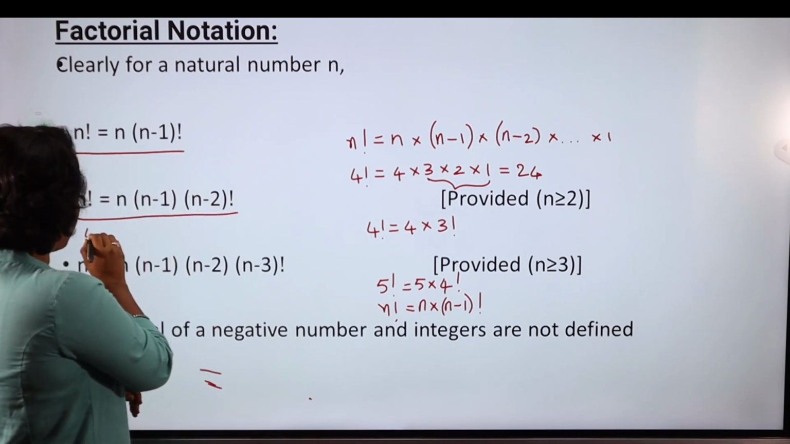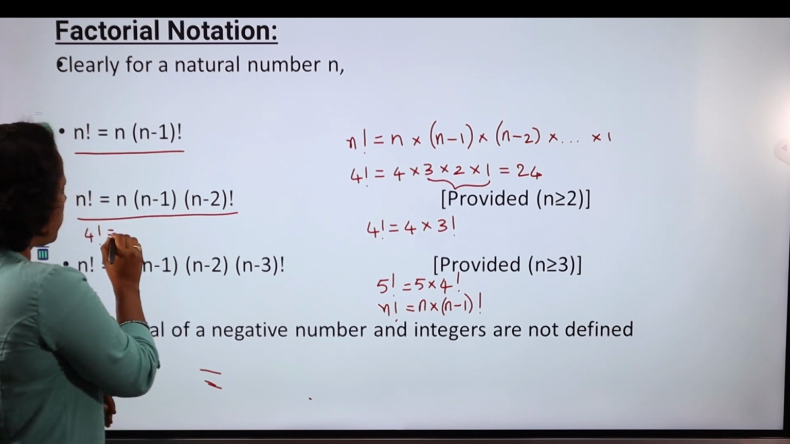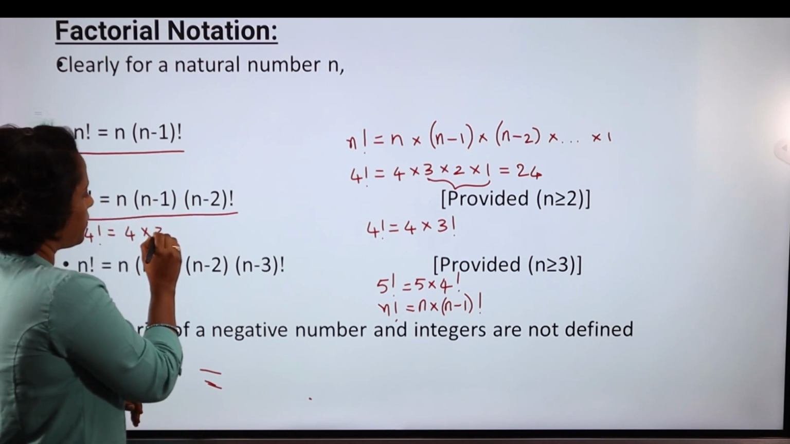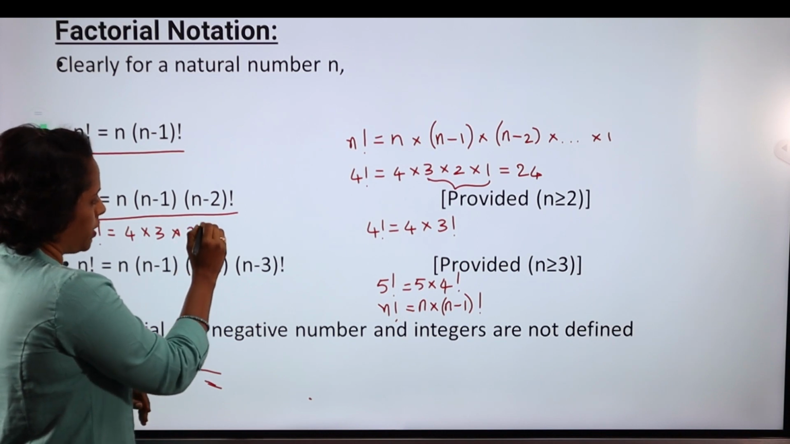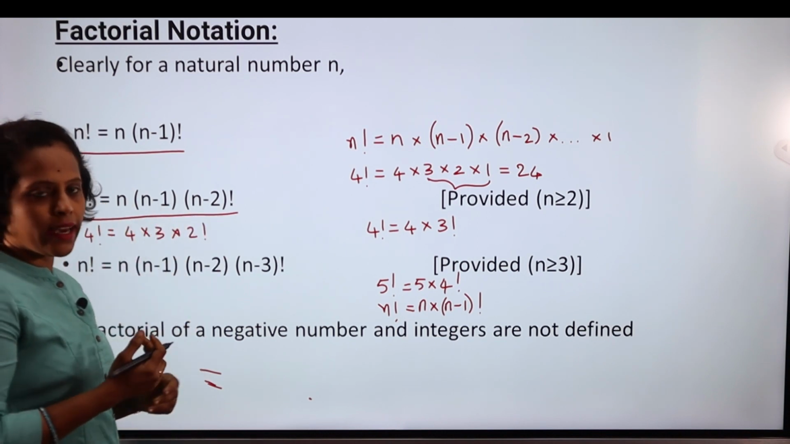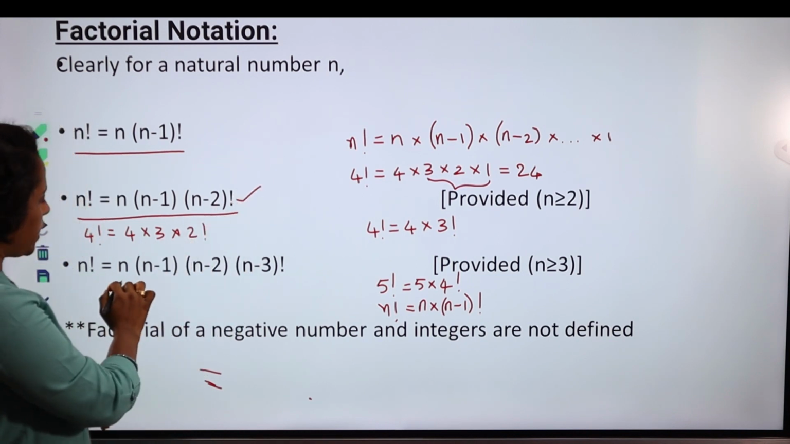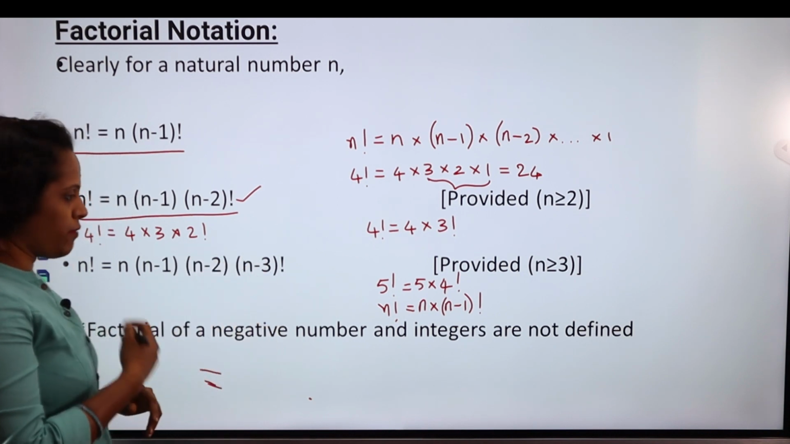Let's see this with our example. Same 4 factorial I'll take. 4 factorial will be 4 into 4 minus 1, which is 3, into 4 minus 2, which is 2 factorial. So I can write 4 factorial as 4 into 3 into 2 factorial, right? So this is the notation for that. Similarly, n factorial is n into n minus 1 into n minus 2 into n minus 3 factorial.